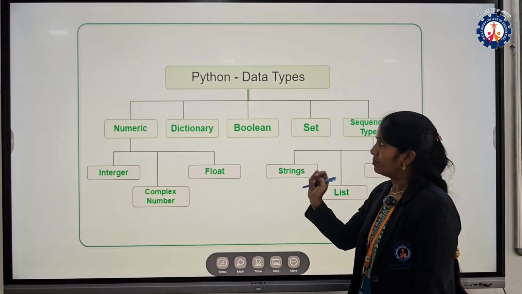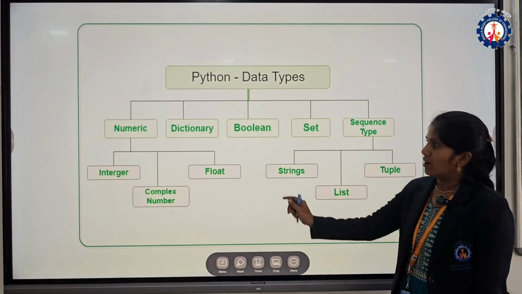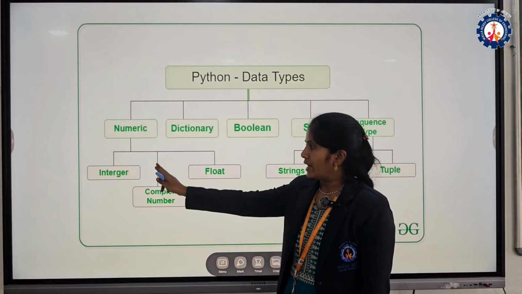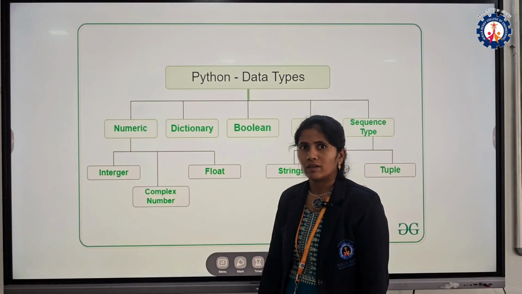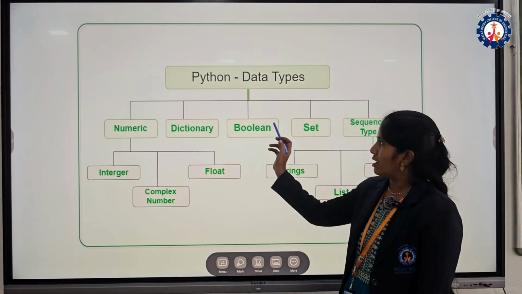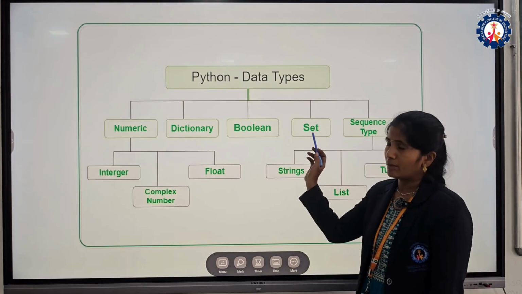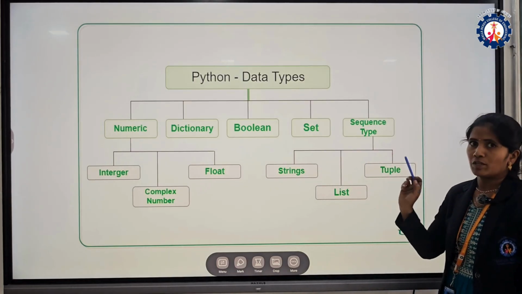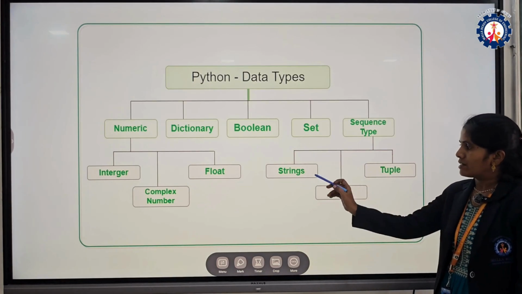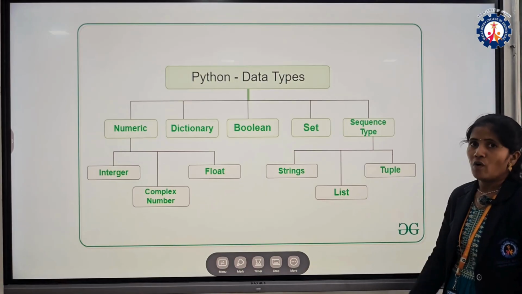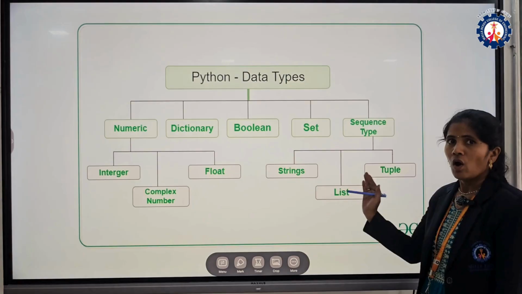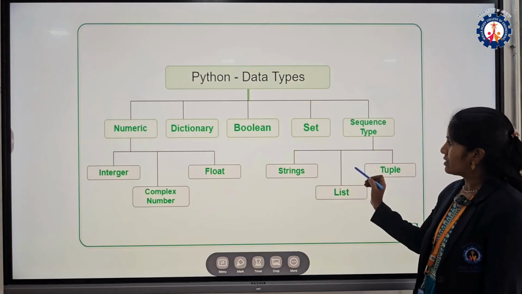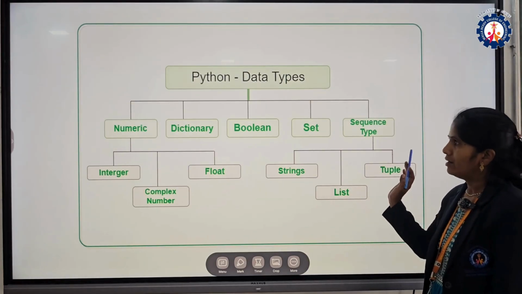Let's see the diagram of data types. Let's see numeric data types. Numeric data types are integer, float and complex numbers. Dictionary, boolean and set are the other data types. Next is the sequence data types. Sequence data types are strings, list and tuple. Why is it a sequence? Because it is ordered, it follows the order.